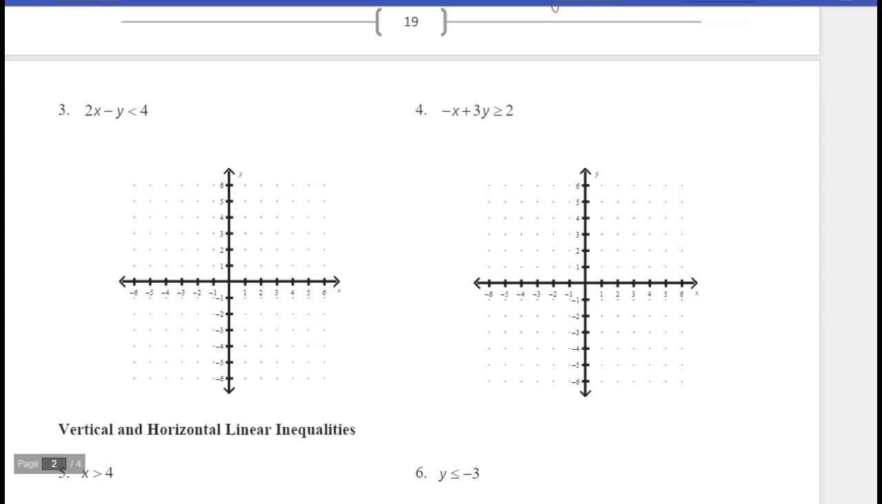Moving on. I'm going to do one of these. Just a reminder. And the reason I'm going to do this one here is because if I subtract 2x, I get -y less than -2x plus 4. But remember, if we divide by a negative, the sign flips. So I get y is greater than 2x minus 4, because your signs just flip. So I go down to 4 at the negative spot, do a slope of 2.